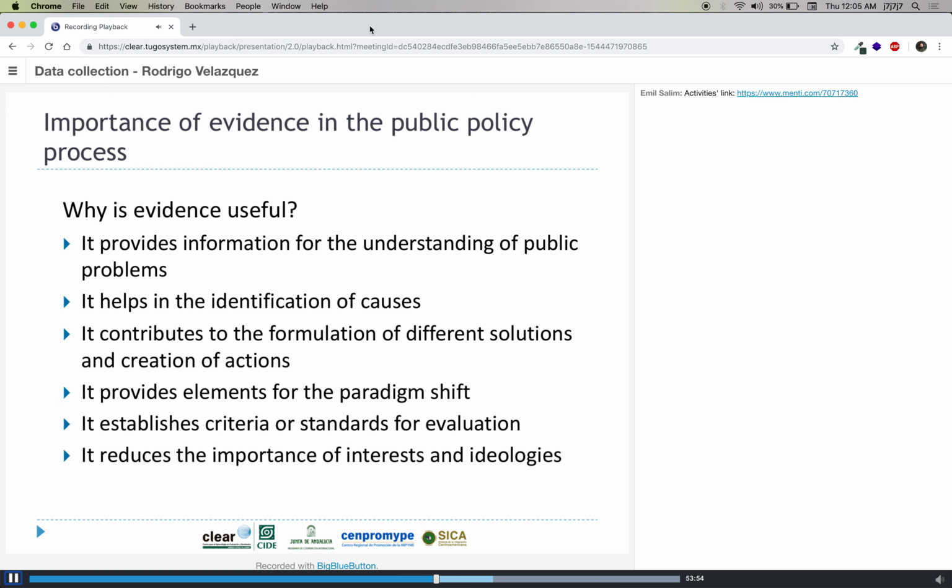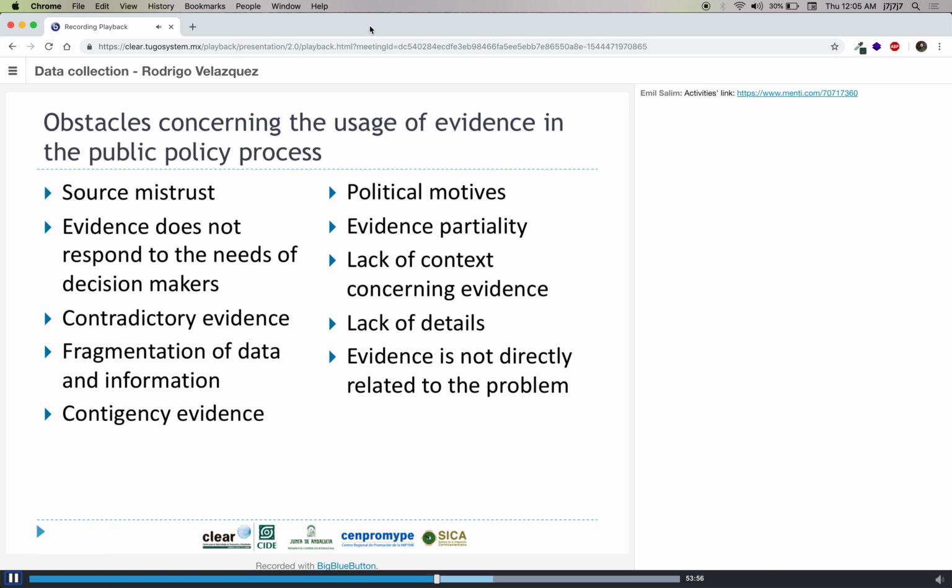And now, very quickly, we can see that in many countries, although an agency or a group of people exists in each institution, evidence is not always used. And the question is why? Well, because literature has included many factors or obstacles of why the evidence is not used as we would like to.